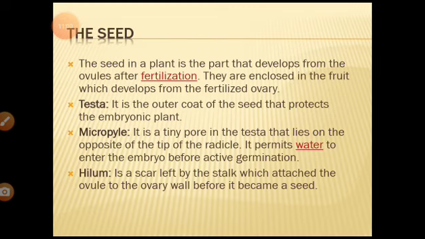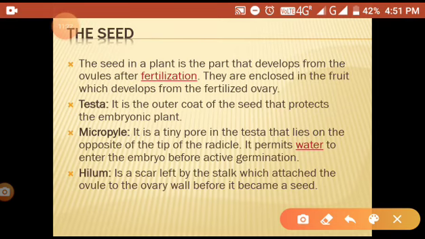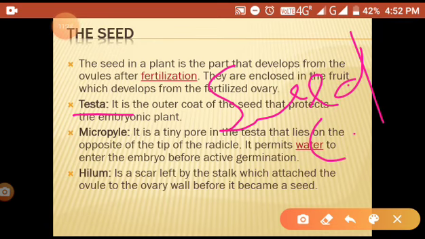Now the next topic is the seed. After fertilization, the ovule or zygote turns into the seed. The seed also has an outer protective covering, which is called the testa, or the seed coat. This testa is also called the seed coat. I hope it is clear to you.